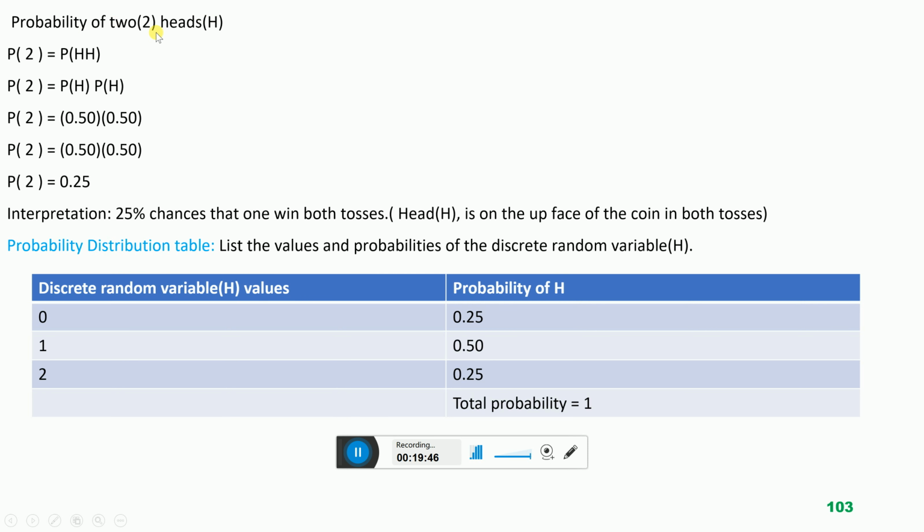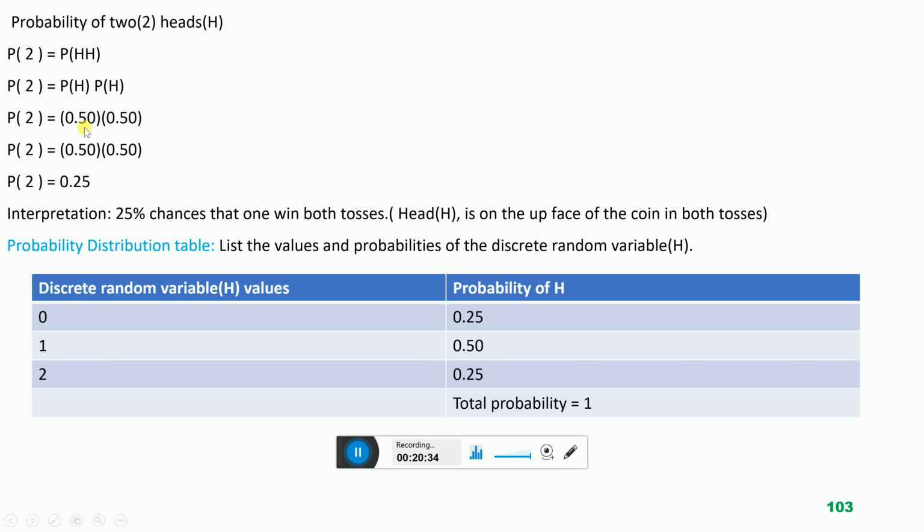Now probability of two heads. What does this mean? Probability of two heads means what are the chances that when we toss a coin twice, both times head appears. We will assign probability in this way. Probability of two heads is equal to probability of head and head, both times head appears when we toss a coin twice. Probability of HH means that when we toss the first time, head appears on the up face of the coin, and the second time when we again toss, head appears on the up face of the coin. So probability of two heads is equal to probability of head multiplied by probability of head.